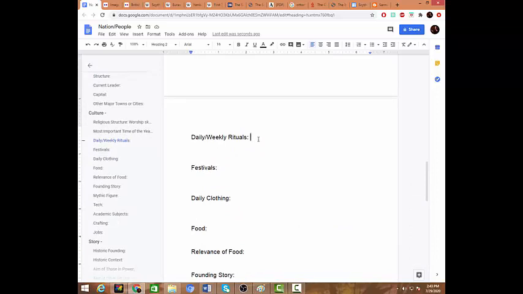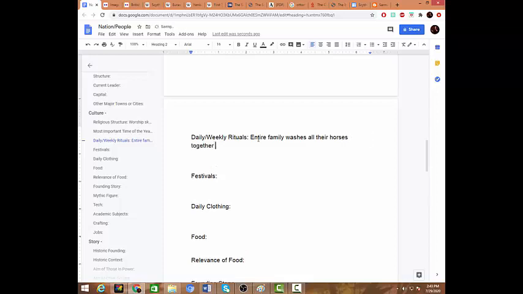So I haven't really talked about horses, but as a nomadic people on a plain, the horses are very important. I think that the entire family washes all their horses, because it's likely that they would have individual horses together every... Let's pick a day. Every Tuesday.